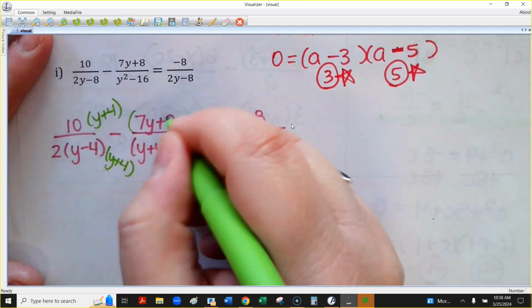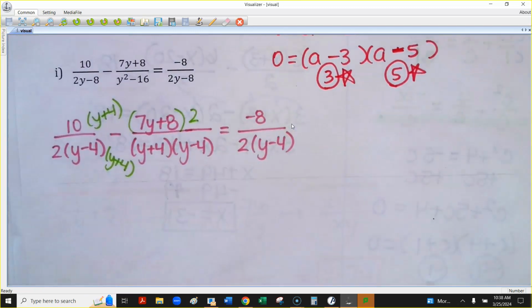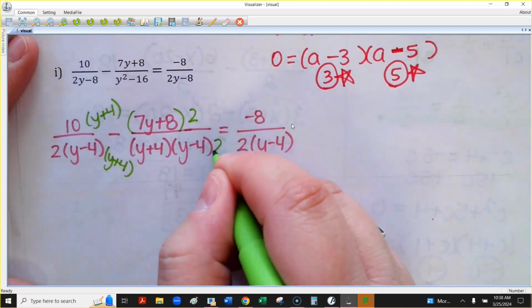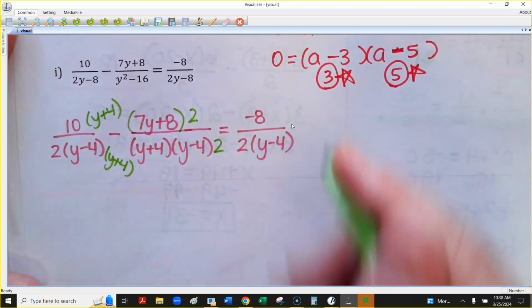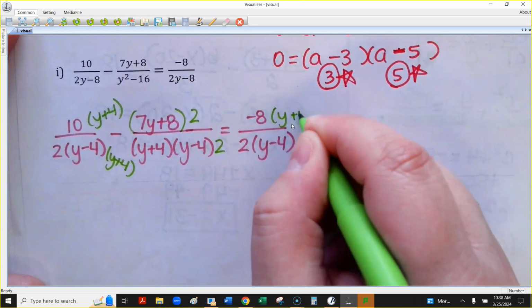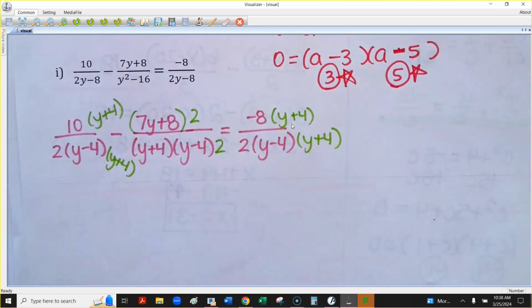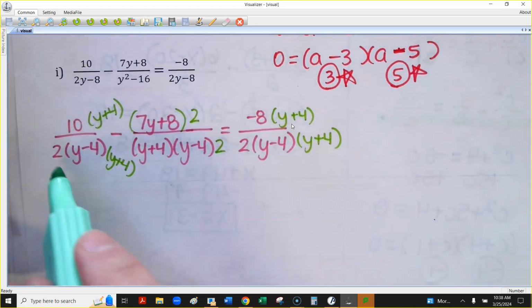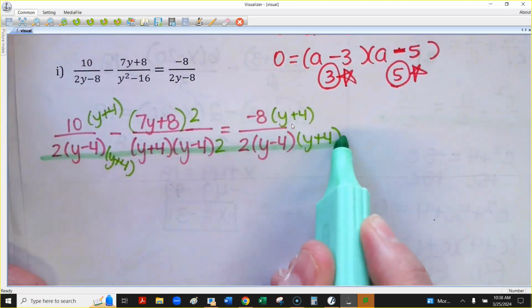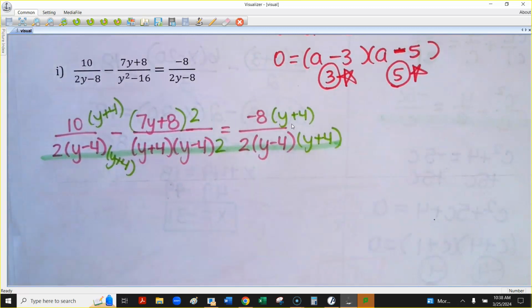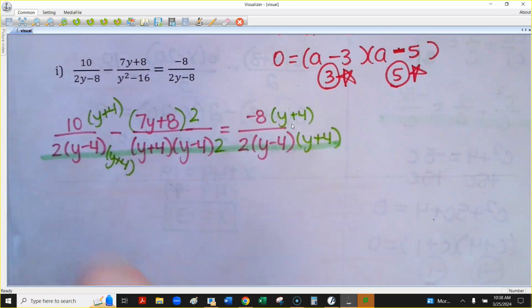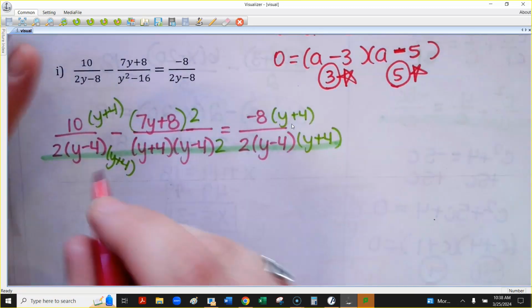Now, when you do this to the top, you're going to have to do a little distributive property with the 2. And then this third fraction is missing the y plus 4. Now, by doing that, we made all the denominators match. And if you didn't do this, you'd have a quadratic. But if you match all these up, you won't have a quadratic. So the top of that first fraction, you've got 10 times y plus 4.